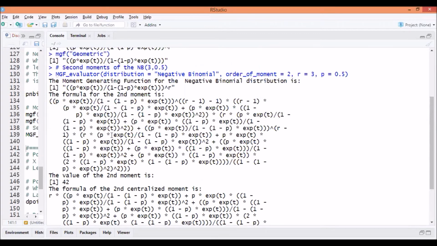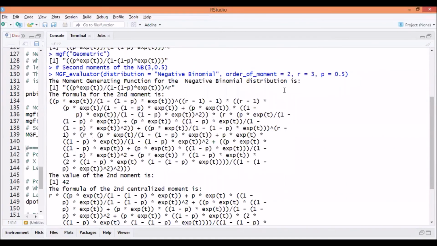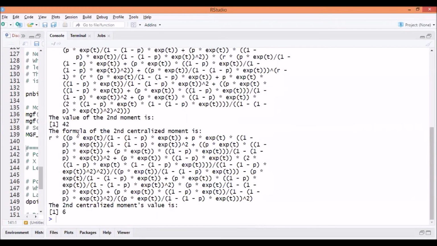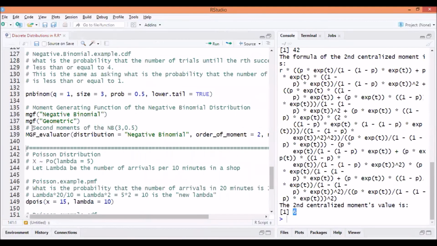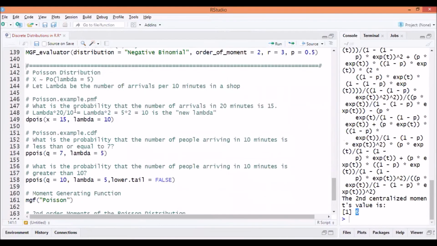This is the function evaluated at t equals 0, p equals 0.5, r equals 3. The formula for the second centralized moment is the same as the variance, and we get the answer to be 6. That's the same as the variance of the negative binomial distribution with number of successes being 3 and success probability being 1/2. So that's how you can use the MGF evaluator function on the negative binomial distribution to calculate its second moment. Next, we will take a look at the Poisson distribution.